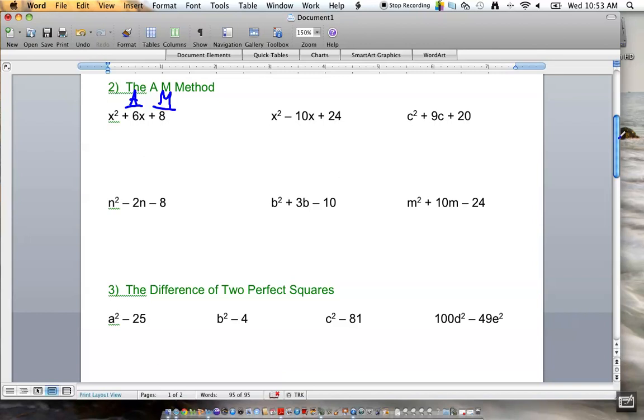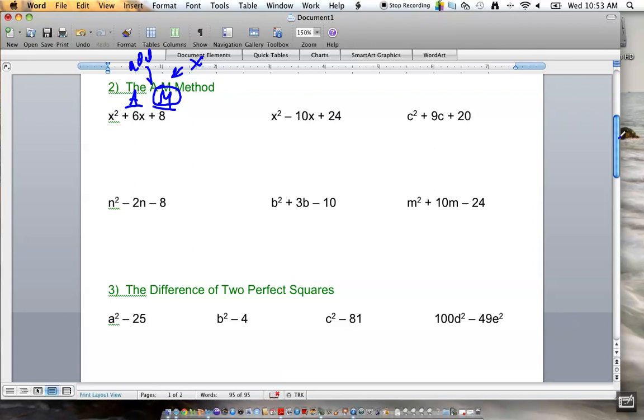What we ask ourselves, A and M stand for add and multiply. I'll use an X for multiply. You start with the M. Always start with the M. Oh, actually, the first thing I do is look for a common factor, and there is none. When there's no common factor, that's when I go to AM.